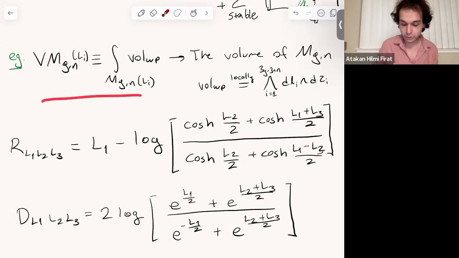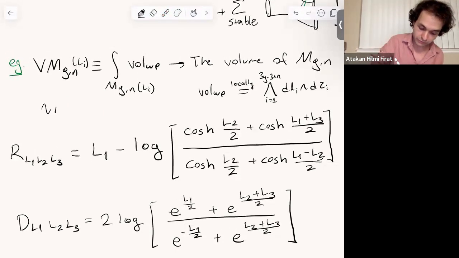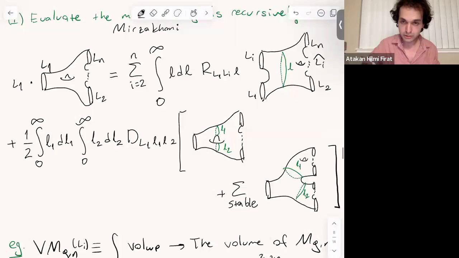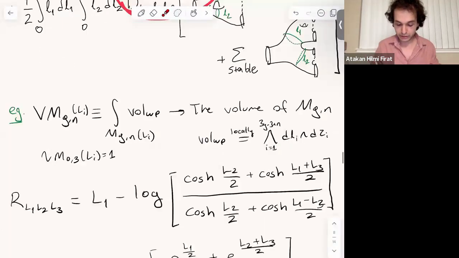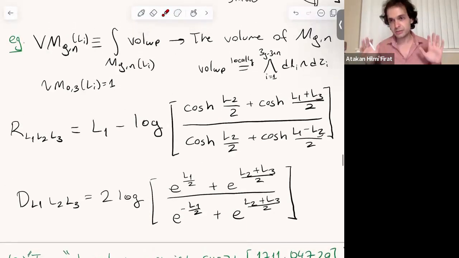You try to compute these volumes, and it turns out you can do it. After you choose the volume of the three-punctured sphere to be 1, you put it into this formula with these kernels, and then you generate the recursion. So that's Mirzakhani's work, and these peculiar functions are coming from the hyperbolic geometry, essentially.